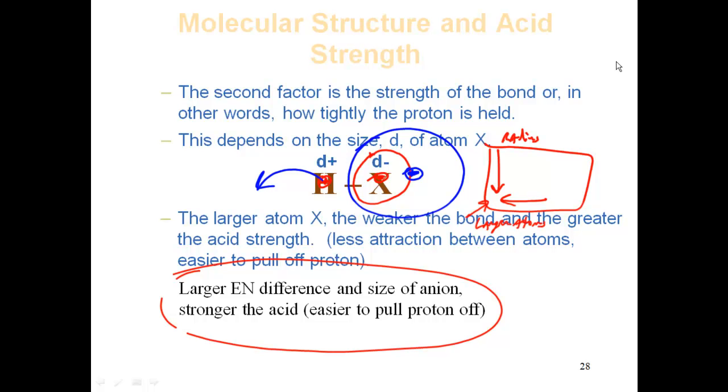Now, for the majority of the time, the one that's going to rule the most is going to be electronegativity difference. Size is only going to matter when we're talking about going down the column of a group, which we're going to do first, on the next slide. But the majority of the time, electronegativity difference is the main factor.